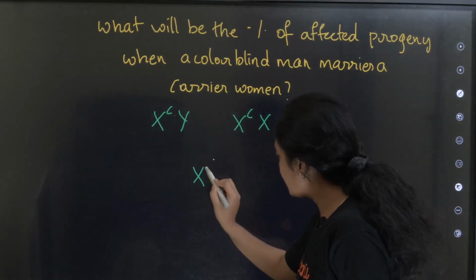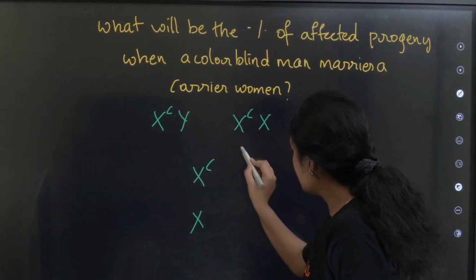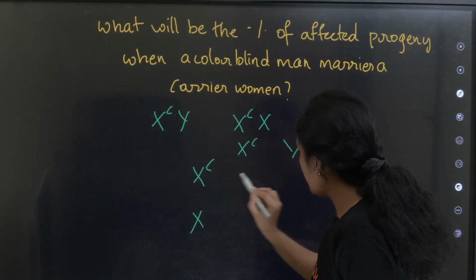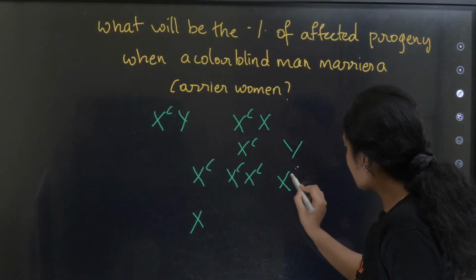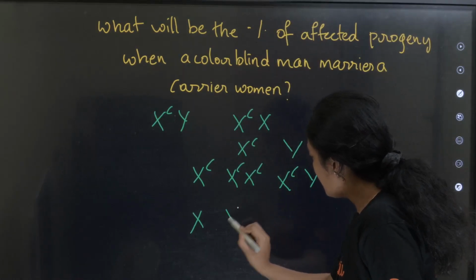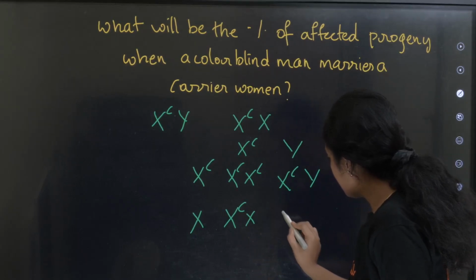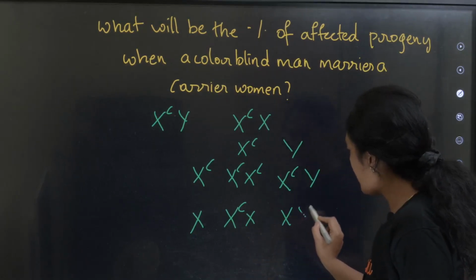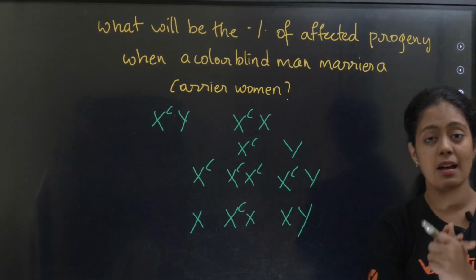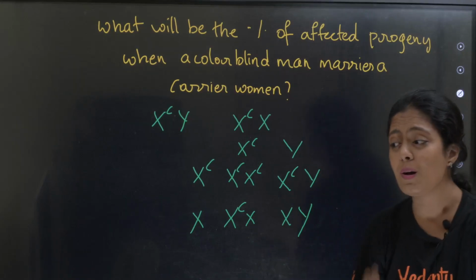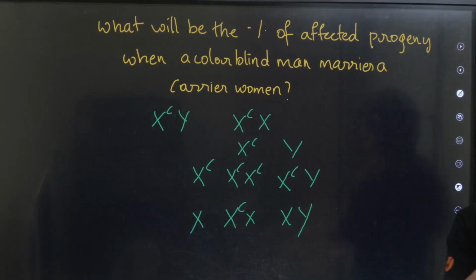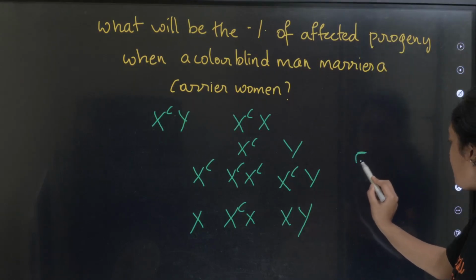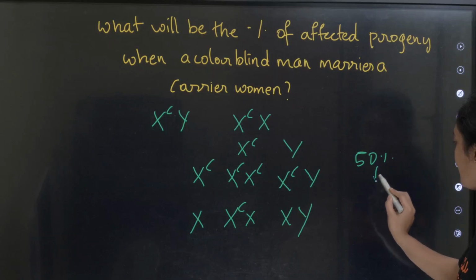So you have XCX, XCY. So XCXC, XCY, XCX, XY. So என்ன உங்களுக்கு புரியுது பசங்களா? See, what percentage of the progeny, affected progeny ன்னு கேட்டிருக்காங்க. So 50% of the progeny is affected.